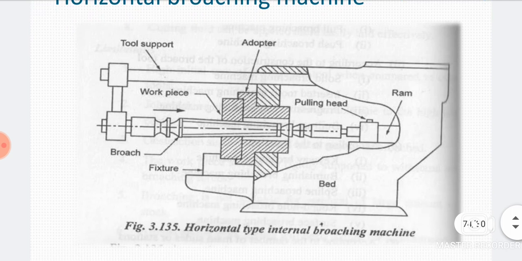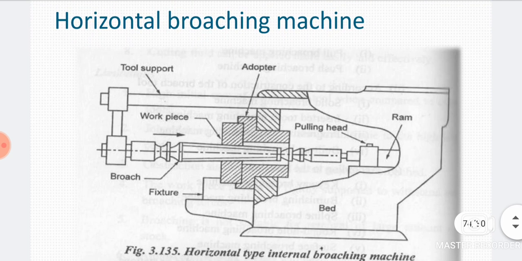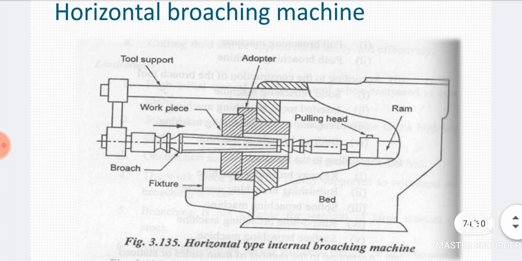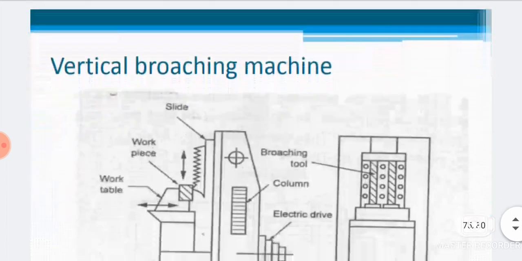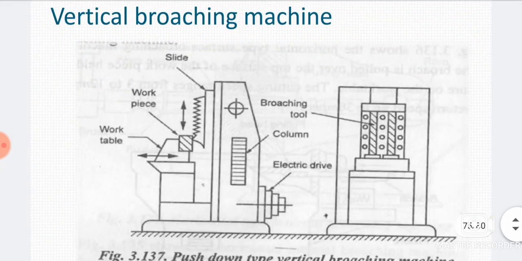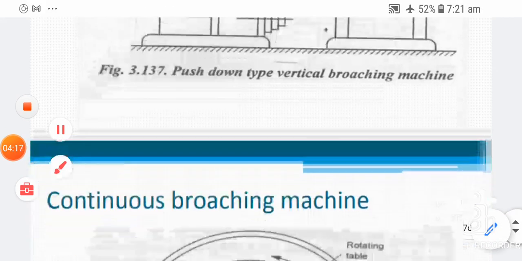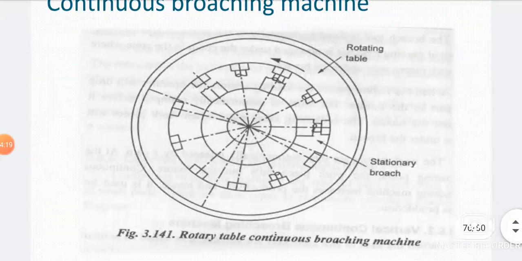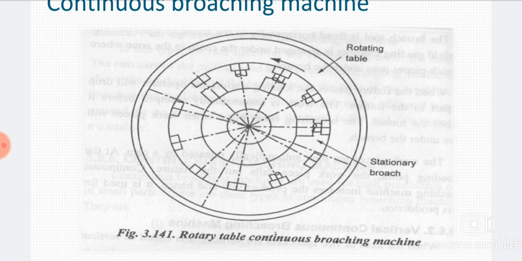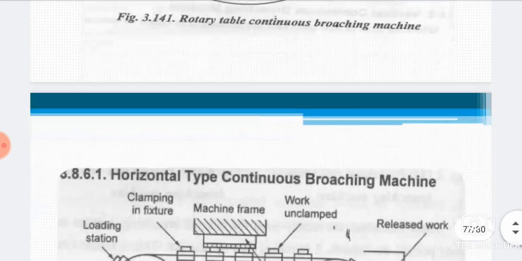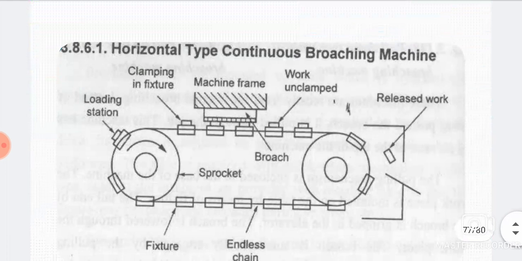Horizontal broaching machine. This is the horizontal type internal broaching machine. We will discuss the frequently used vertical broaching machine. Another one is the continuous broaching machine. The continuous broaching machine has a rotating table inside. Another one is the horizontal type continuous broaching machine.